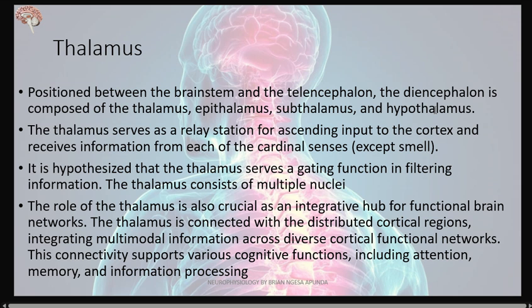It is suggested that the thalamus serves a gating function in filtering information. The thalamus consists of multiple nuclei, as you are able to see. The role of the thalamus is also crucial as an integrative hub for functional brain networks. The thalamus is connected with distributed cortical regions, integrating multimodal information across diverse cortical functional networks. This connectivity supports various cognitive functions, including attention, memory, and information processing.